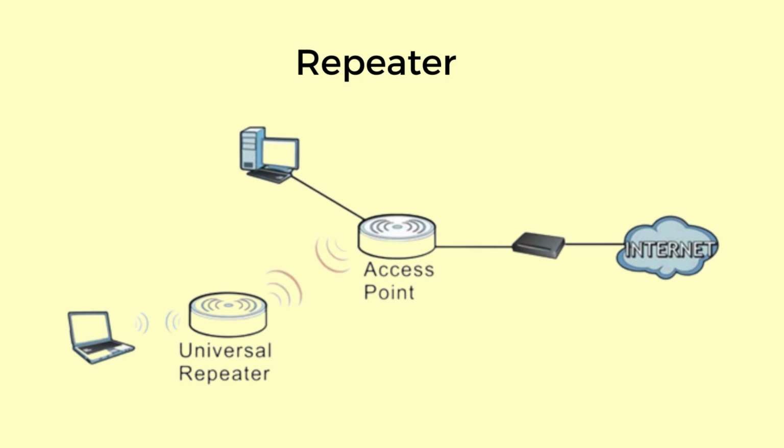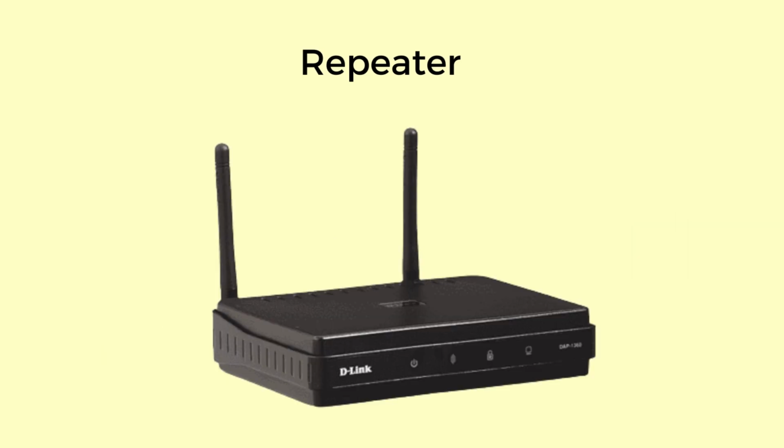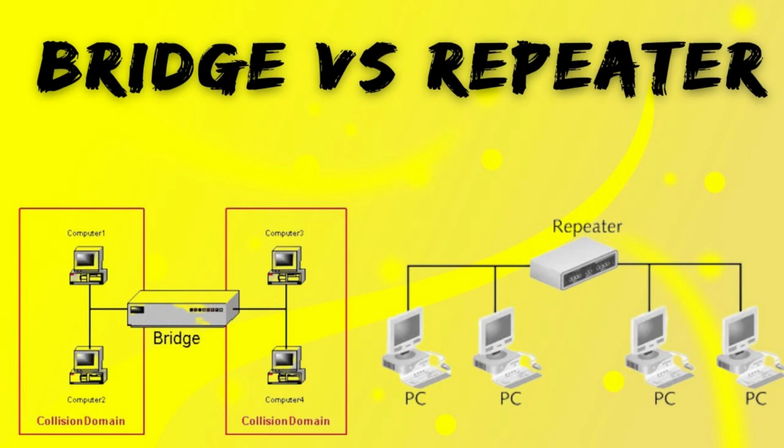Bridge functions at data link layer, while repeater operates at the physical layer of the OSI (Open Systems Interconnection) model. Bridge expands the limit of network segments, while repeater can extend cable length in network.